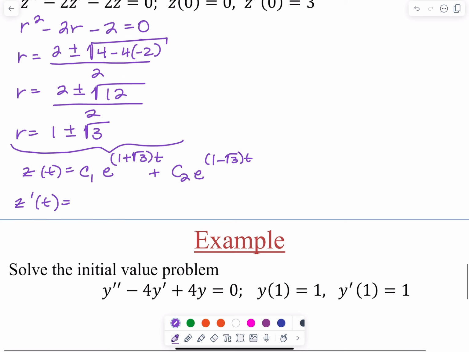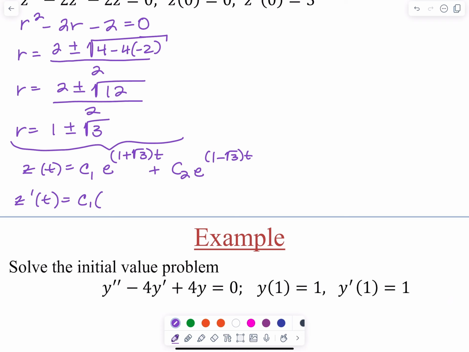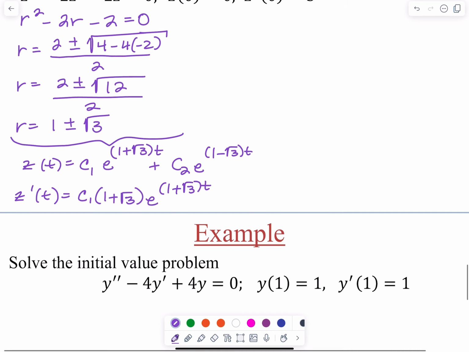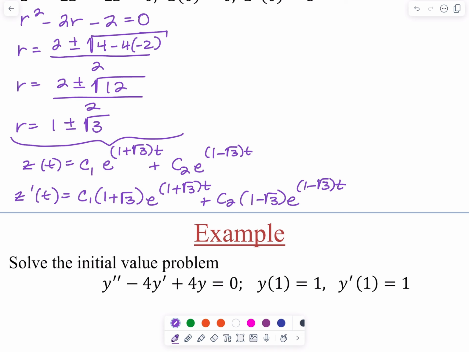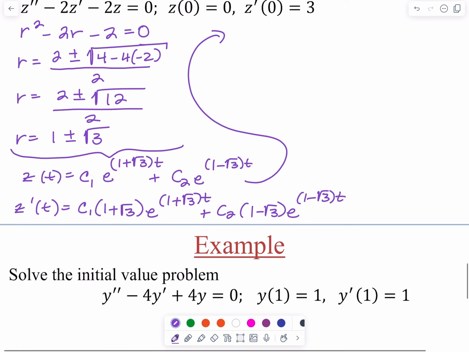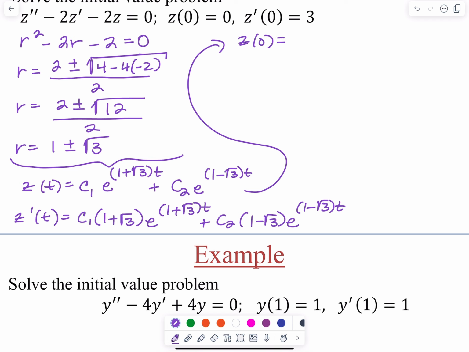And here we have z prime of t as c1 multiplied by 1 plus root 3 e to the 1 plus root 3 to the t power plus c2 multiplied by 1 minus root 3 e to the 1 minus root 3 times t. So let's go ahead and check our initial conditions. We have z of 0 is equal to 0, and there we would have just c1 plus c2. And that's equal to 0.